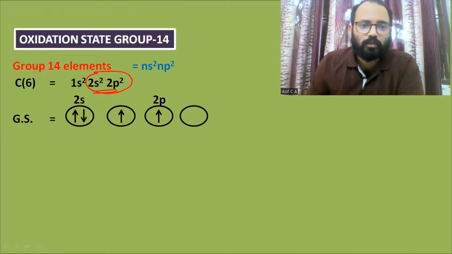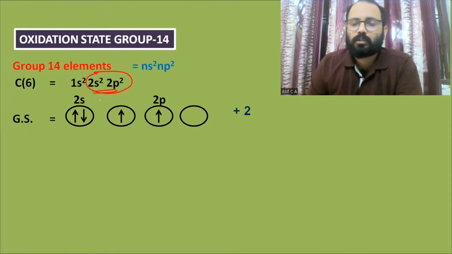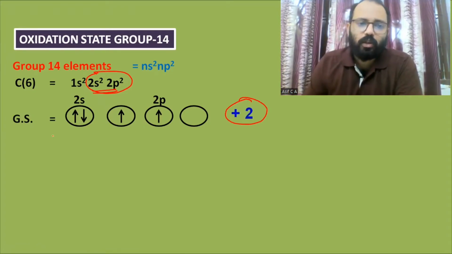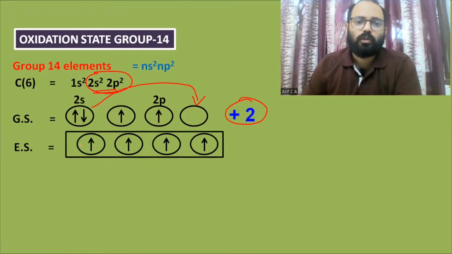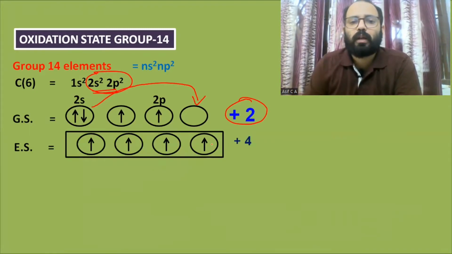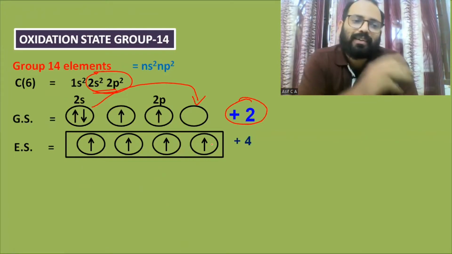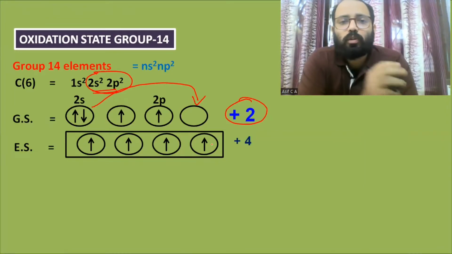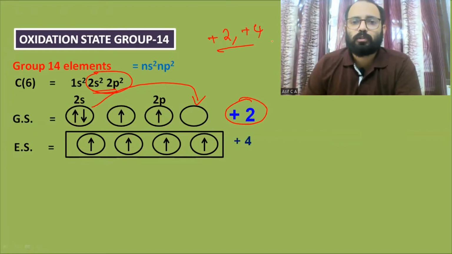Now, going from the ground state to the excited state, one electron from the 2s can jump to the empty p orbital. In the ground state it can have the +2 oxidation state. In the excited state, one electron jumps over, so you get 4 unpaired electrons, and it can form the +4 oxidation state. So two oxidation states are possible: the common oxidation states are +2 and +4.